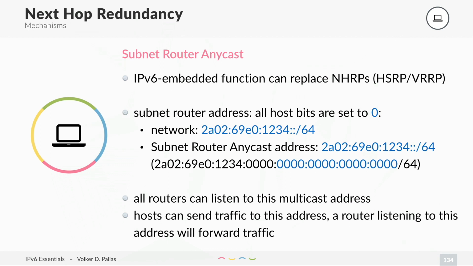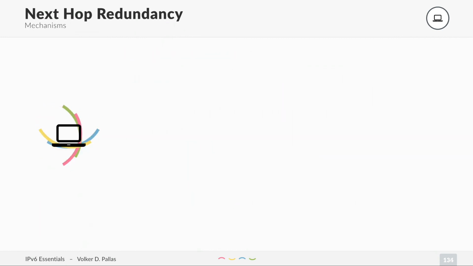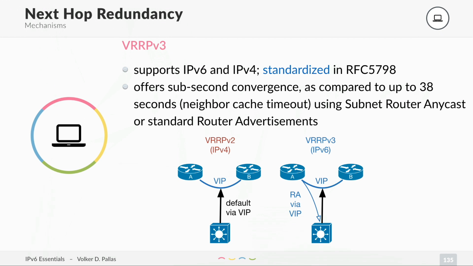Let's have a look at VRRP. VRRP is an open standard and it is defined in RFC 5798. It is supported by IPv6 and IPv4. And it offers sub-second convergence.